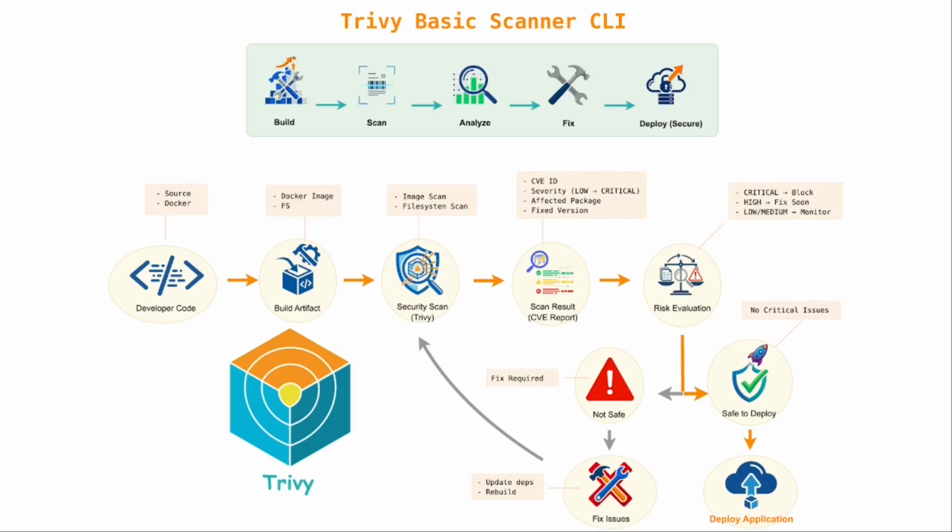Then we evaluate the risk. If it is critical, we must stop and fix it. If it is high, we should fix it soon. If it is low or medium, we can monitor it based on the result. If not safe, we fix and scan again. If safe, we deploy the application. This creates a continuous security loop.